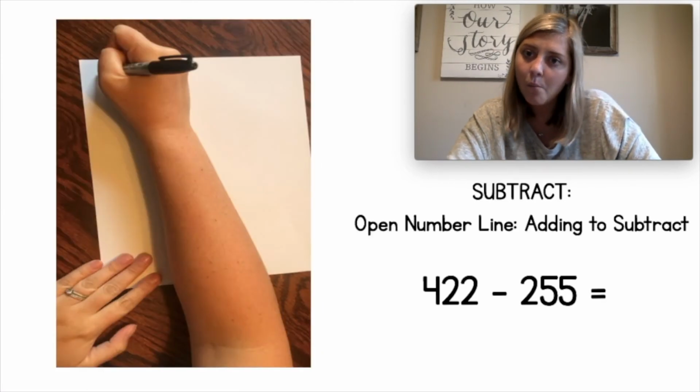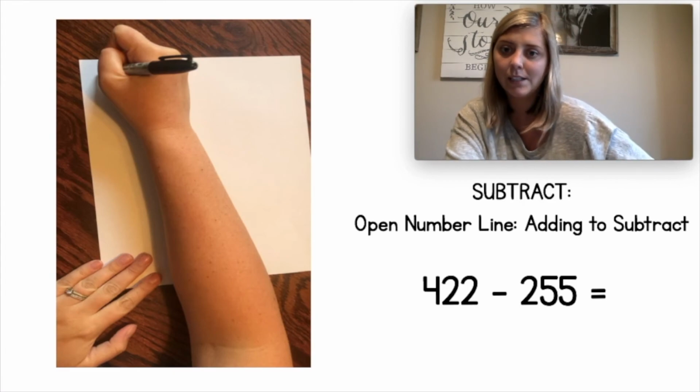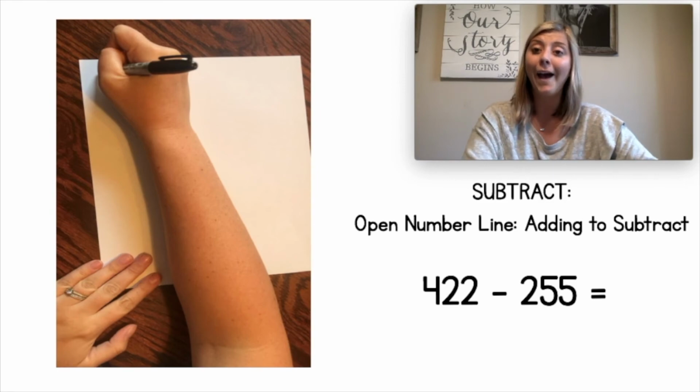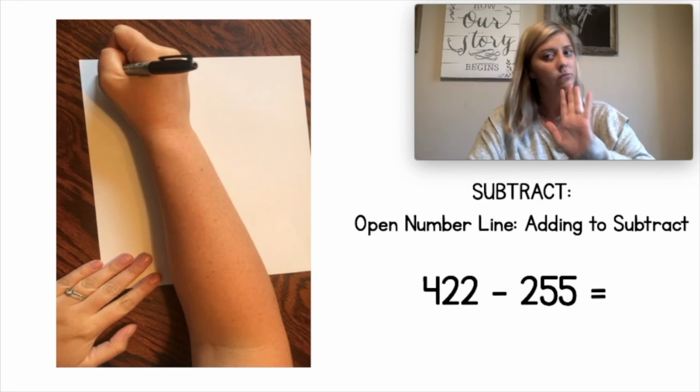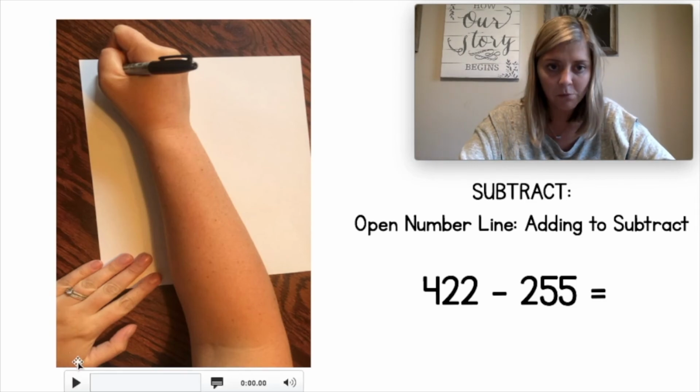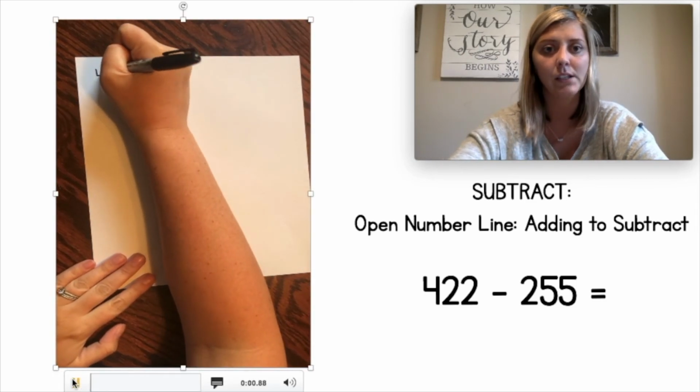We're going to do one more strategy for this last example. It's an open number line, and this time we're going to show adding to subtract. It sounds a little confusing, adding and subtracting together, but watch me do this example and it'll make a lot more sense.